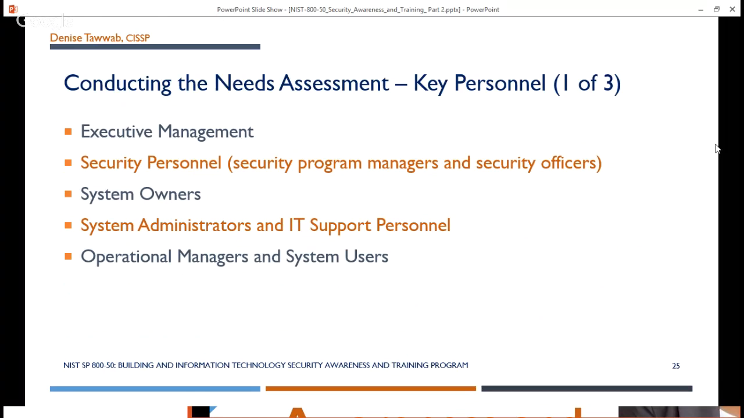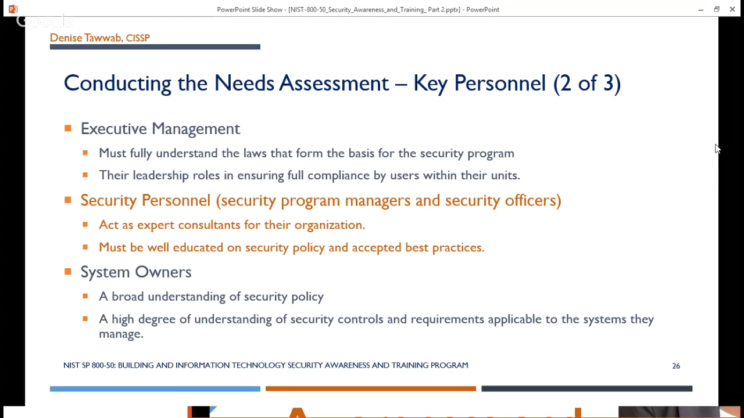When you're conducting the needs assessment, you have key personnel involved: executive management, security personnel, system owners, system administrators and IT support personnel, and then your operational managers and end users. With respect to executive management, these people must fully understand the laws that form the basis for the security program and their leadership roles in ensuring full compliance by users within their units. So they have to understand the laws and basically what is needed to ensure full compliance with the laws.